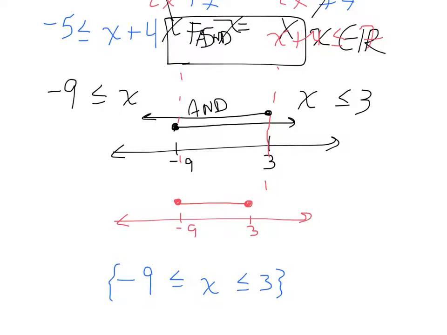Now, remember, these numbers on the outside are just really endpoints. That's all they are. They're endpoints. If you have a less than or equal to, instead of a less than, it means they're closed circles. Okay, so we have closed circles above there.